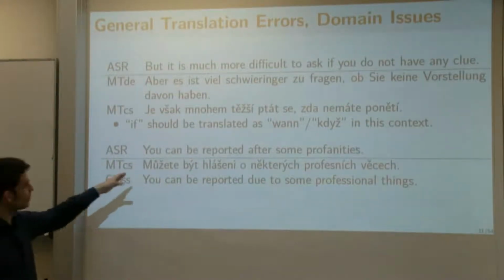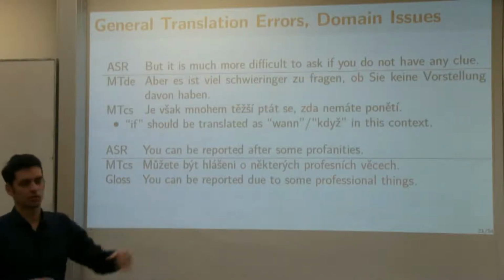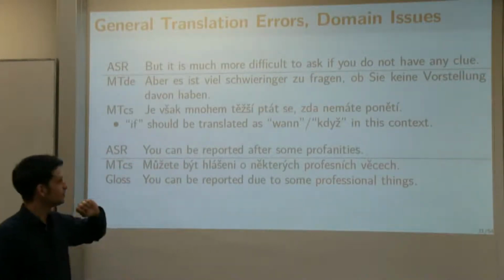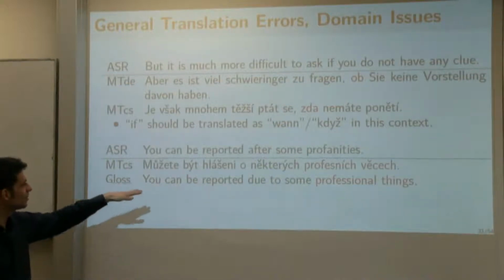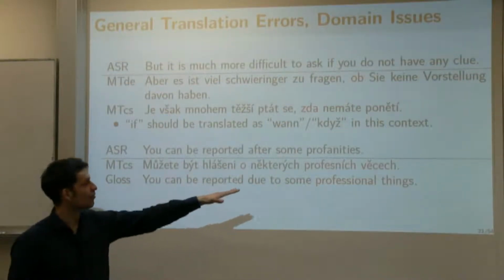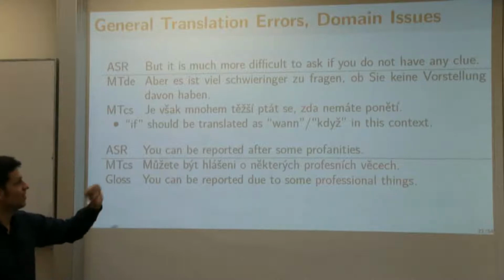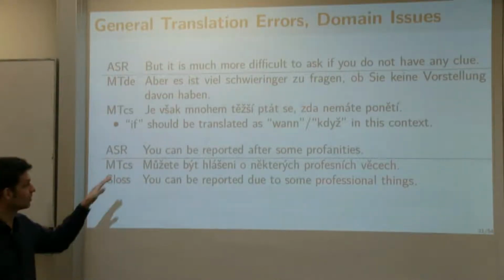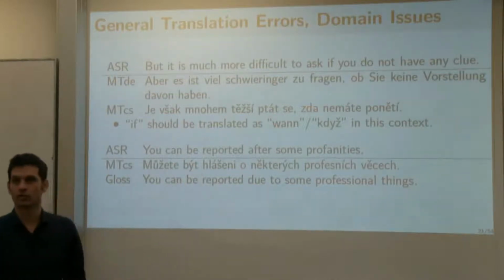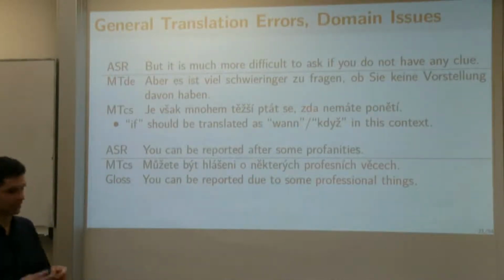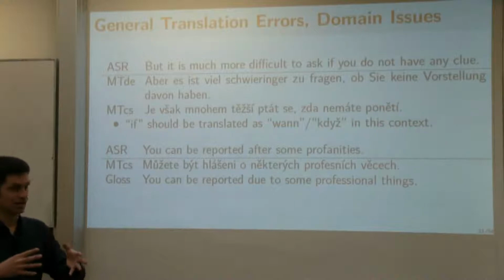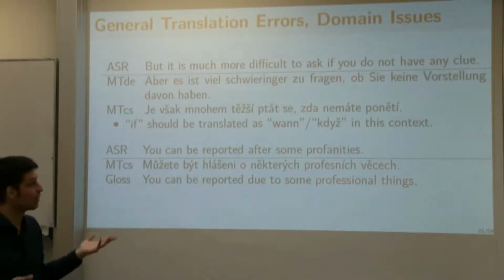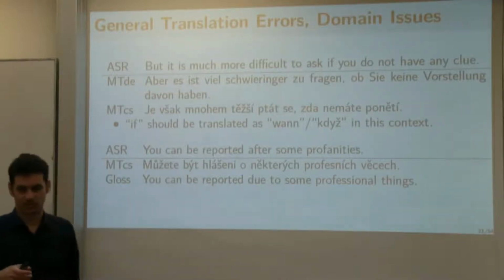Then another example is some word which falls out of the vocabulary. You can be reported after some profanities. This was translated as you can be reported due to some professional things. So this profanities was not known to the English to Czech translation system, and the subword units played against the system, and it started the word prof, and it didn't know how to continue, so it made up something more frequent, professional things instead of profanities.